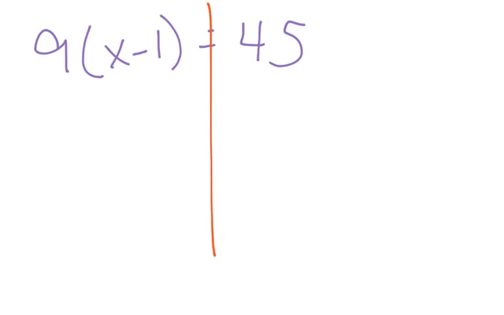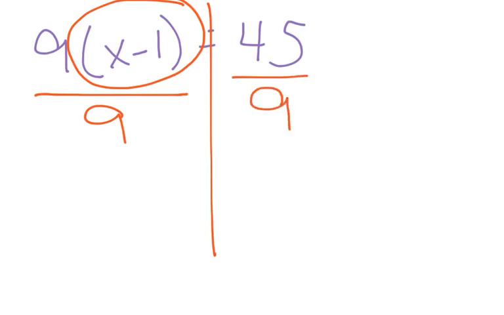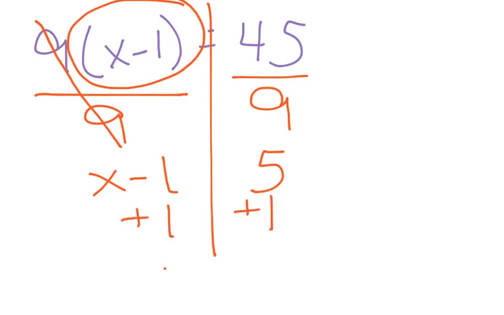All right, now for number 7. Here is the problem. I'm going to put a line down the middle. I'm going to find that group where the x is. The x is part of this parentheses. So what's outside the parentheses is a 9. And again, in another lesson, we're going to learn a different way to do these. We're going to divide by 9 on both sides. These 9s will cancel out. X minus 1 will equal 5. The opposite of subtraction is addition. So my x value should be 6.